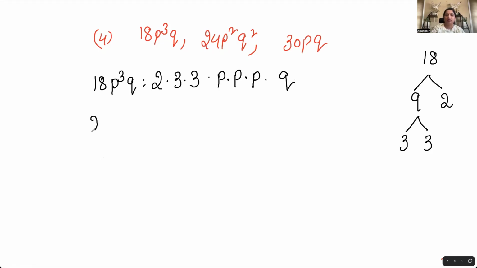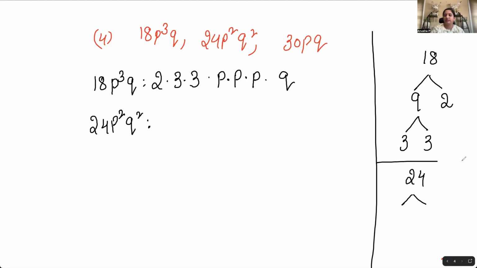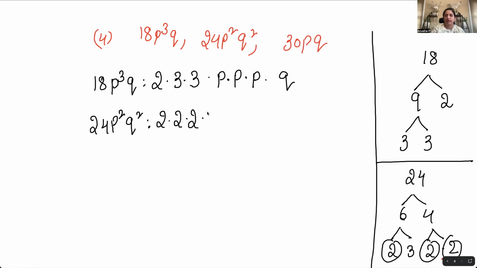Now it is 24 p square and q square. So for 24, we know 24 comes in the table 6 times 4. 6 is nothing but 2 times 3 and 4 is nothing but 2 times 2. So how many 2's we have here? 3 2's. So 2 times 2 times 2 and 1 3. P square means we can write p times p. Q square is q times q.